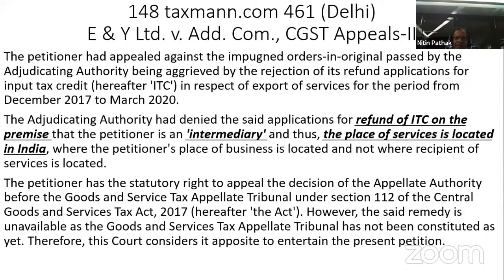The petitioner had appealed against the impugned order in original passed by the authority, being aggrieved by the rejection of the refund application in respect of export of service of goods. The adjudicator had denied the said application for refund of ITC on the premise that the petitioner.